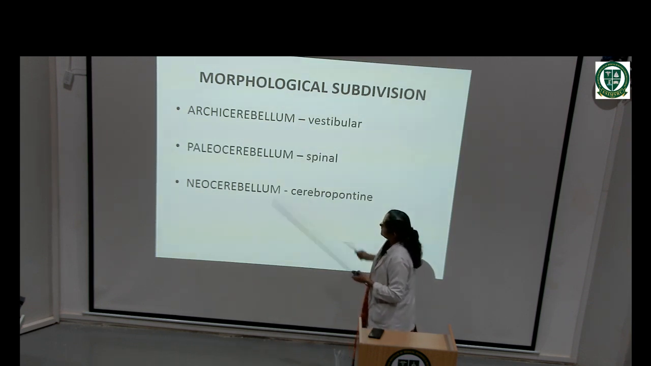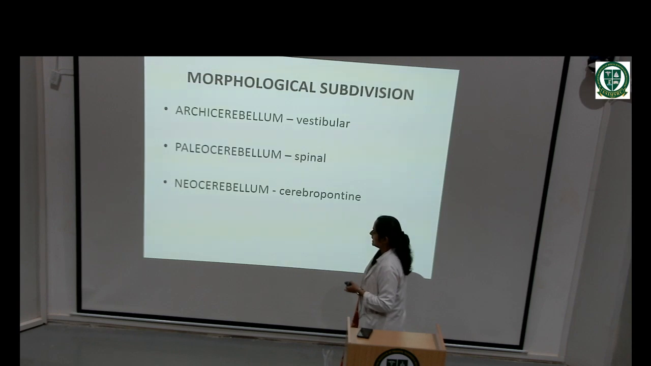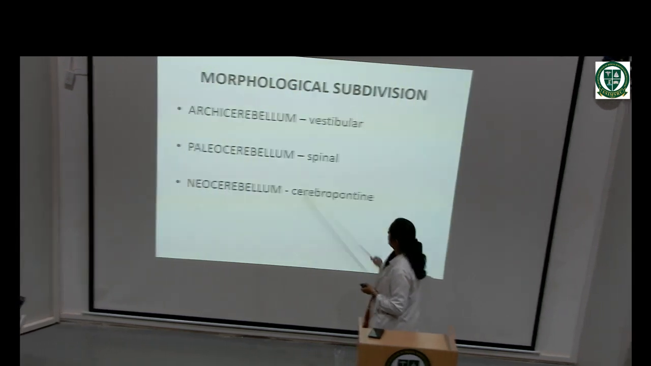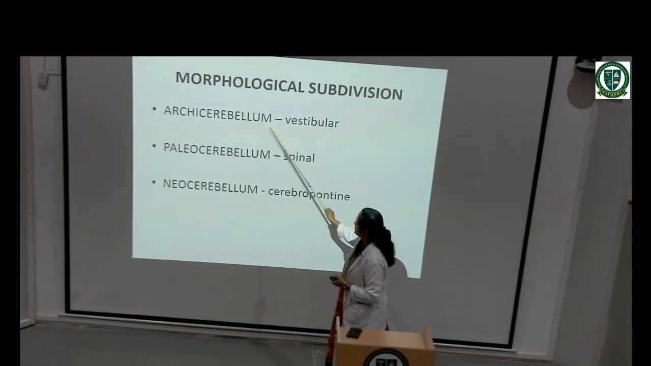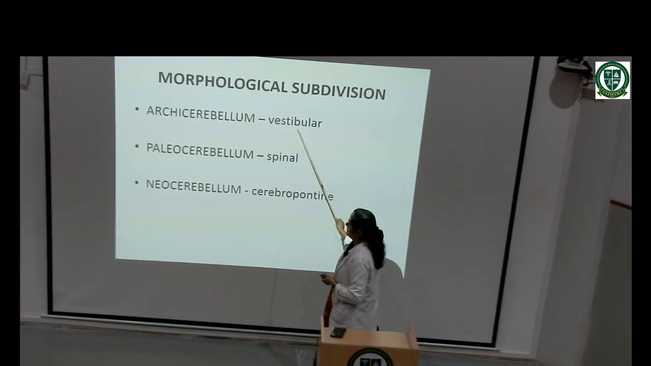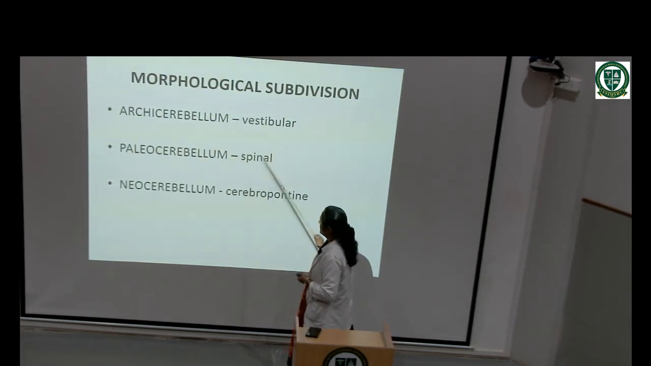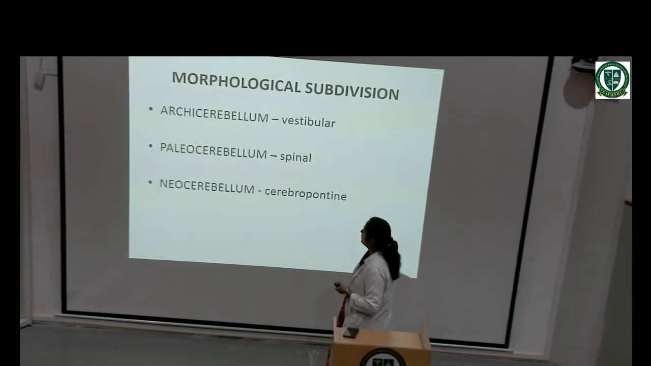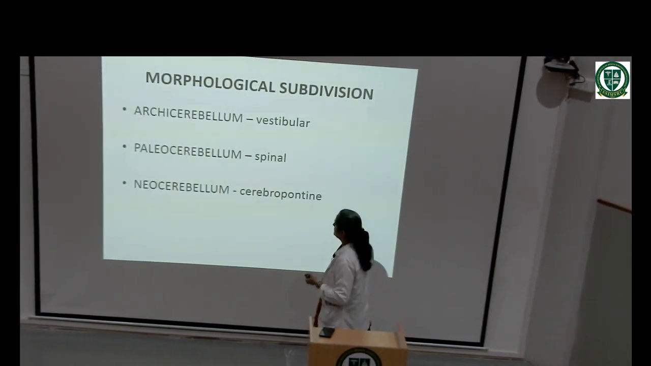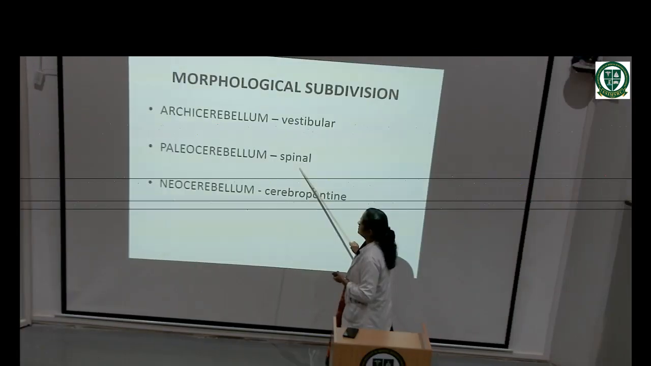Archicerebellum was seen in aquatic animals and it is basically concerned with maintenance of equilibrium in the body and balance, because of which it has connections to the vestibular nucleus. So, archicerebellum is also called as the vestibular cerebellum. Coming to the paleocerebellum, it has connections with the spinal cord and it is related to control of posture, especially in the limbs and the axial and trunk muscles. Hence, it is also called as the spinal cerebellum.